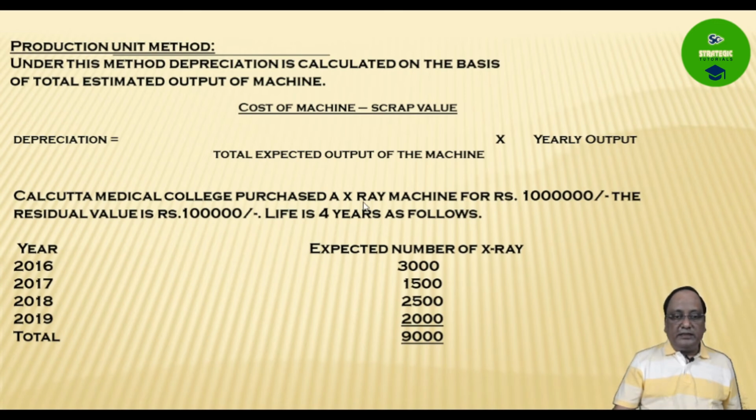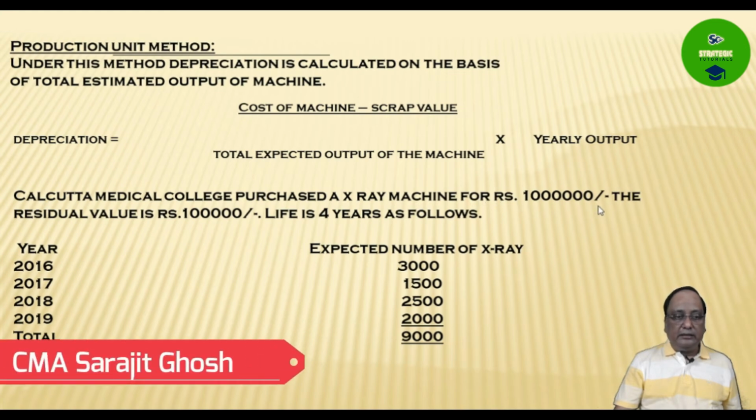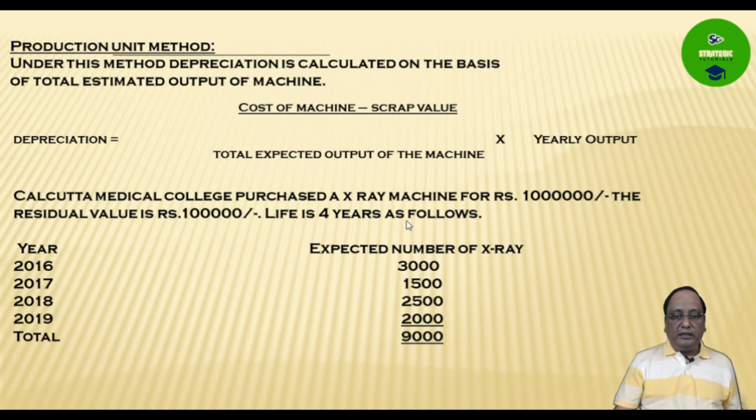Calcutta Medical College purchased the X-ray machine for rupees 10 lakhs. The residual value is 1 lakh. Life is 4 years. So every year, 2016, 17, 18, 19, the expected number of X-rays is 3,000, 1,500, 2,500 and 2,000. So total is 9,000.